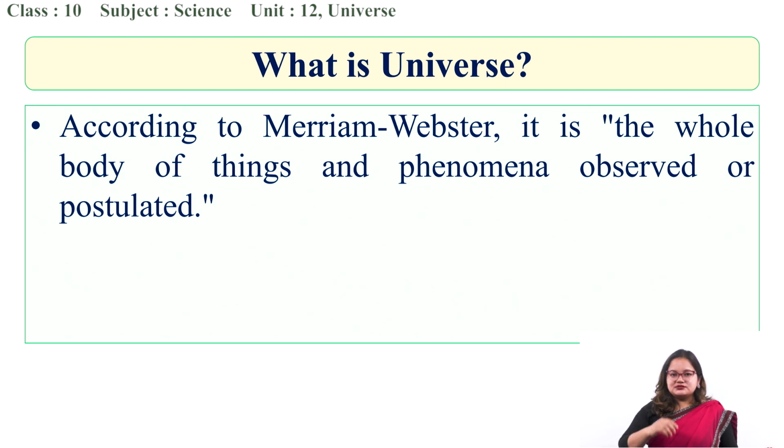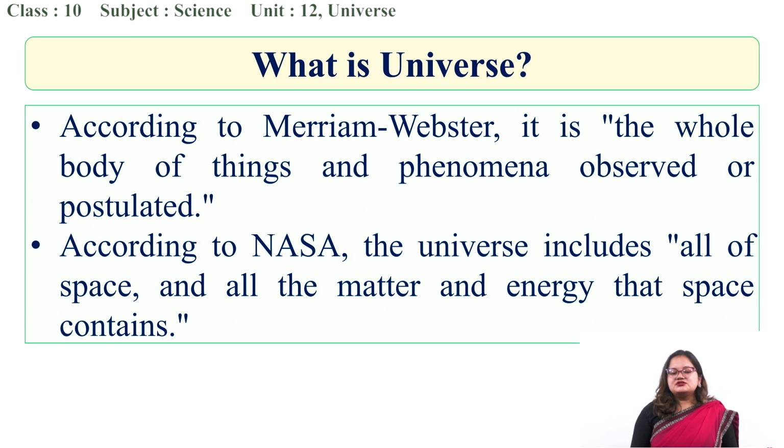We have a saying, like if something good happens or if we get some signs from someone, we just say that it's the way that universe tells us what to do. So basically universe is not just about the available matters or masses, it is also about the phenomena which we observe. So according to NASA, we also have a similar definition. NASA says that universe includes all of space and all the matter and energy that space contains. So basically universe is everything.